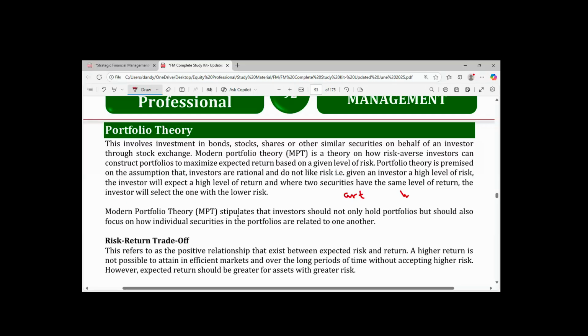The theory stipulates that investors should not only hold a portfolio, but should also be concerned about how individual securities in the portfolio are related to one another. All right. In a basket of investments, for example, you can have bonds, you can have shares, you can have commodities like gold, you can have real estate, you can have exchange traded funds, mutual funds. So you can have several investments in the portfolio.